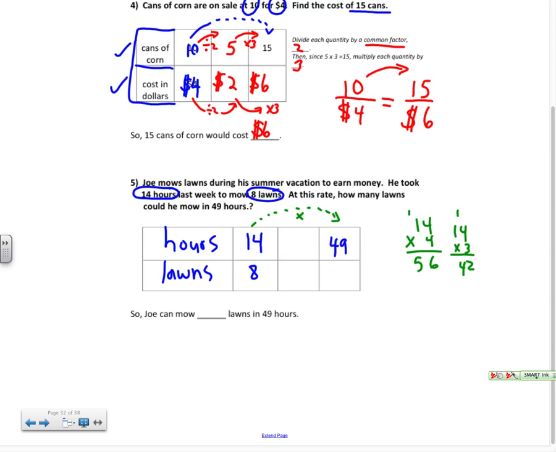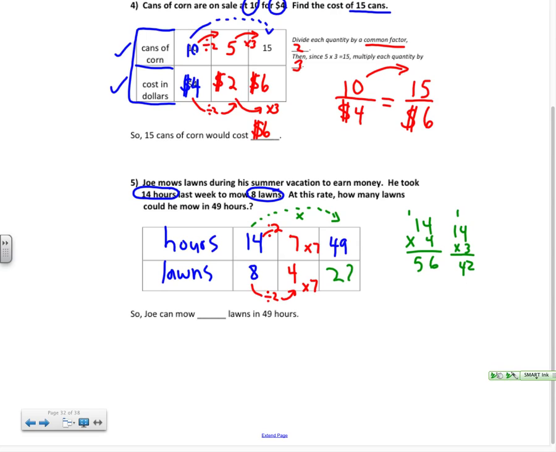I know 7 goes into 49. So if I divide 14 by 2, that'll give me 7. And then I know 7 times 7 would give me 49. So I'm going to do the same thing to my 8. I'm going to divide 8 by 2, and that gives me 4. Now I'm going to do the same thing I did above with that 7. I'm going to take the 4 and multiply it by 7, and I get 28.